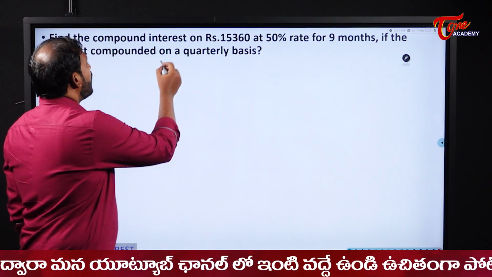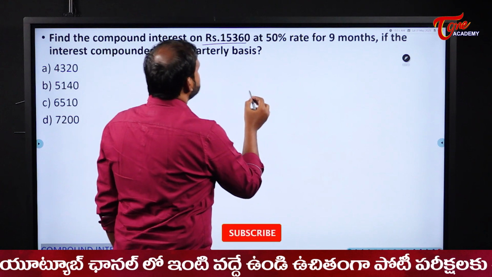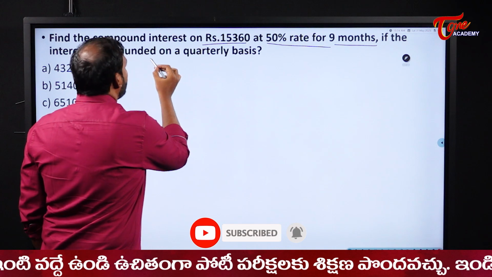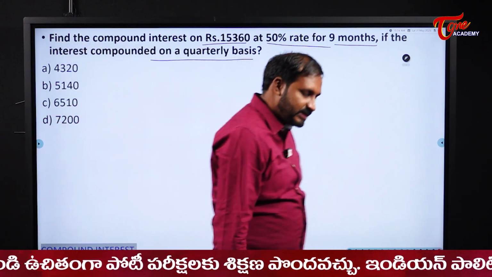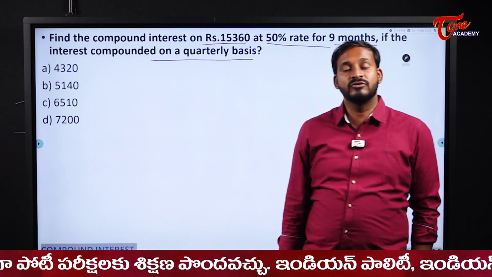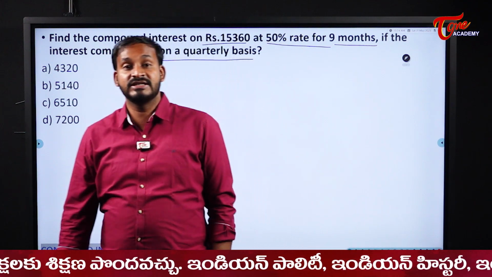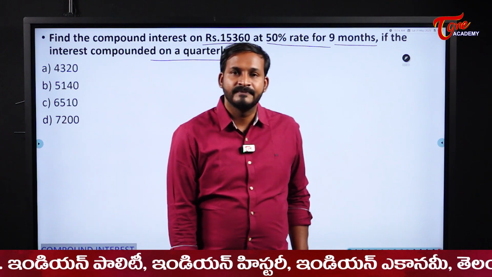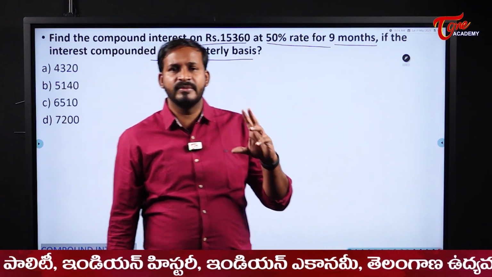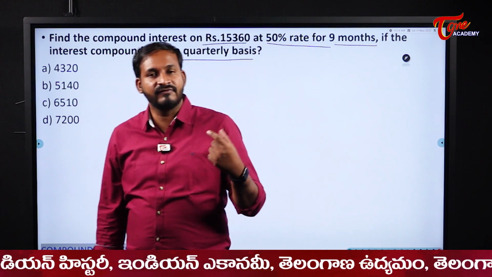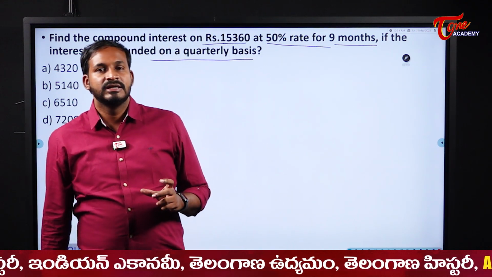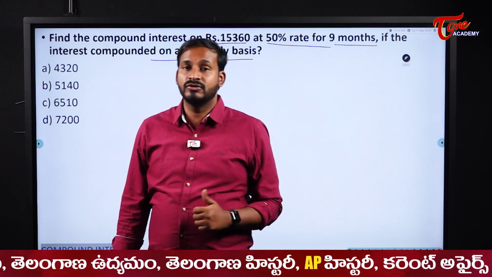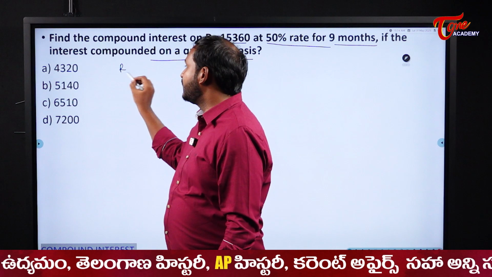See here, find the compound interest on rupees 15,360 at 50% rate for 9 months if the interest is compounded on a quarterly basis. In our last video, the last two problems we solved were compounded half yearly. There, the only difference was that we divided the rate of interest by 2. Why? Because it is half yearly. Now this is quarterly, so I should divide the rate of interest by 4.